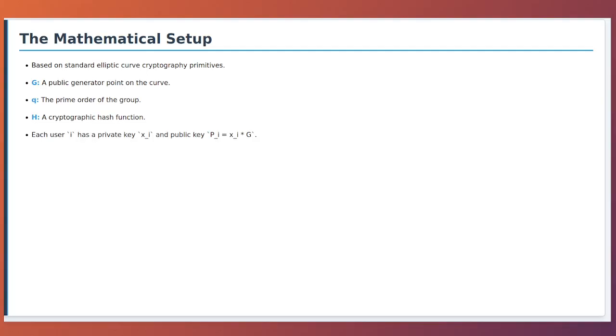In this system, every user i has a secret private key, which is a scalar number x_i, and a public key, which is the point P_i on the curve, calculated as x_i times G. The security of this entire setup relies on the elliptic curve discrete logarithm problem: the fact that it's easy to calculate P_i from x_i, but computationally infeasible to go in the reverse direction and calculate x_i from P_i. These are the same fundamental building blocks that power many other cryptographic systems, including Schnorr signatures.